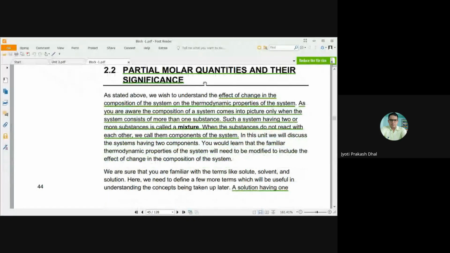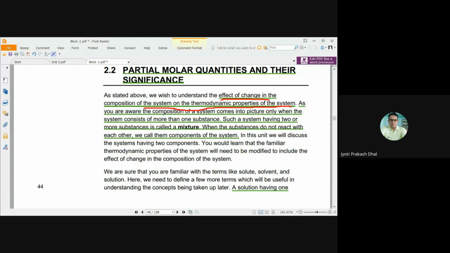So here you can see the partial molar quantities. If you want to understand the partial molar quantities, that is the effect of change in the composition of the system on the thermodynamic properties of the system. That means if there is a change in composition of any type of system, then what will happen to the thermodynamic properties, that we will discuss in the partial molar quantities or partial molar properties.